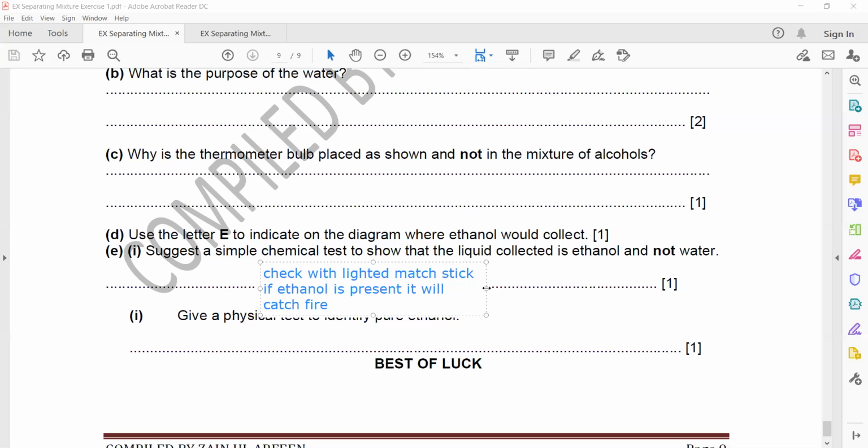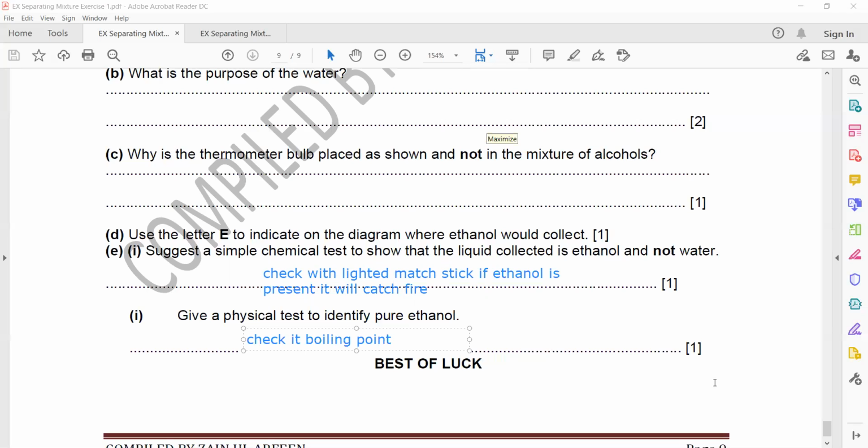It can burn. Give a physical test to identify pure ethanol. So how can you test? Physical tests like boiling point or melting point. Ethanol is a liquid, so we can check its boiling point. When you check its boiling point, it will have a fixed boiling temperature. Is it clear? So physical tests are boiling point and melting point.